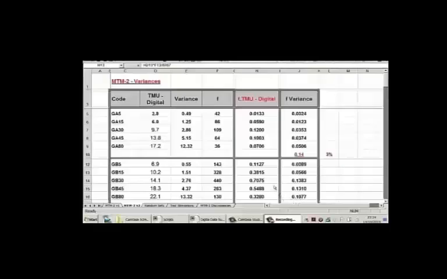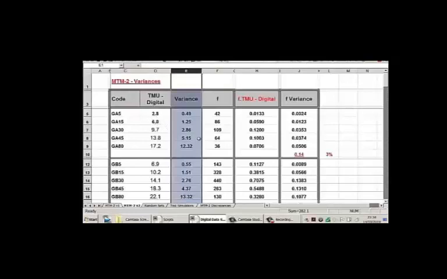Moving on to this second sheet, we can see that the variance is shown for each of the codes. The variance is simply the standard deviation squared. For example, when we were calculating codes in an earlier session, we calculated the TMU value and the standard deviation for the GA5. The standard deviation returned was 0.7 TMUs, so 0.7 squared is obviously 0.49.